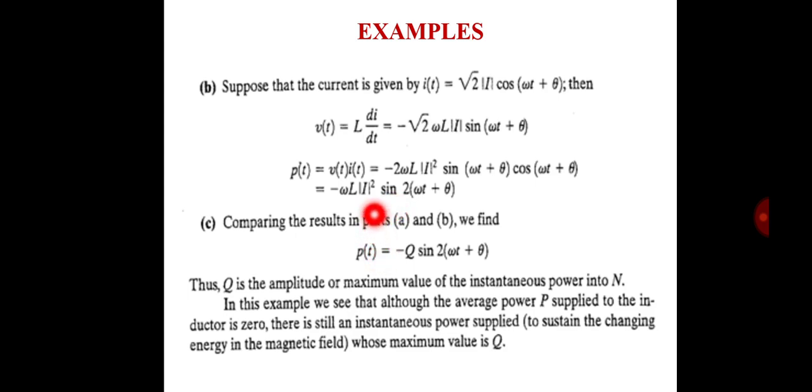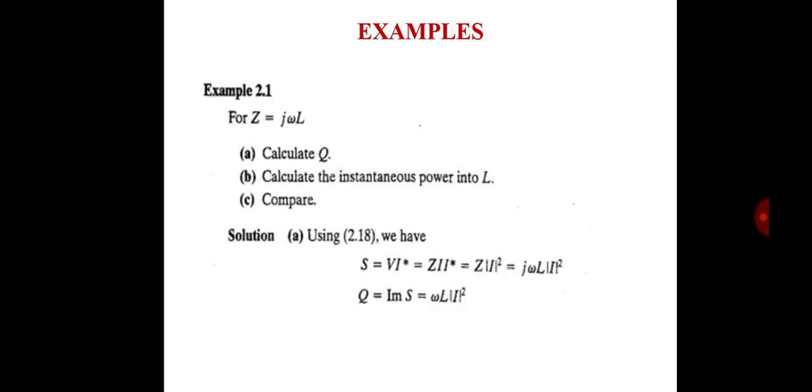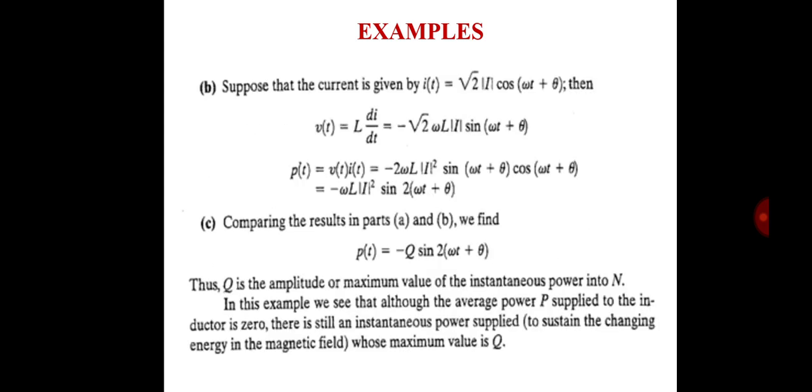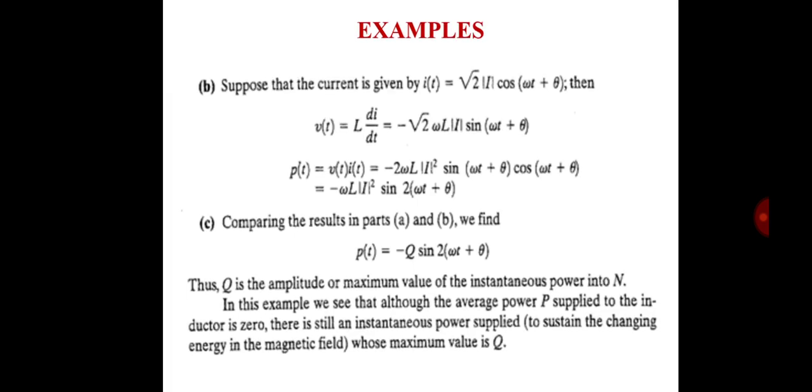Now comparing the result, Q is equal to omega L into I square. So in the instantaneous power equation, put omega L I square equal to Q. So p of t becomes minus Q sin 2(omega t plus theta). So here Q is the amplitude, or maximum value, of the instantaneous power.